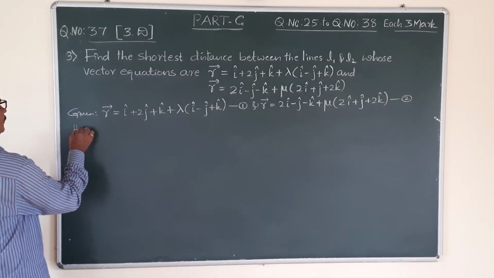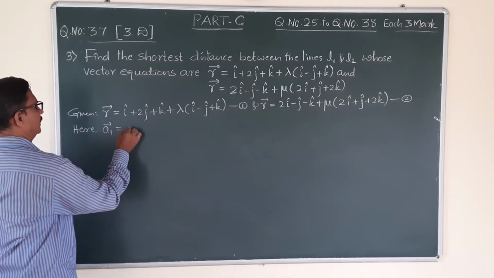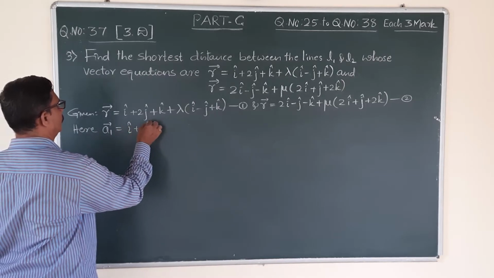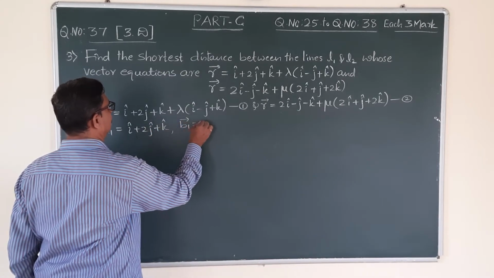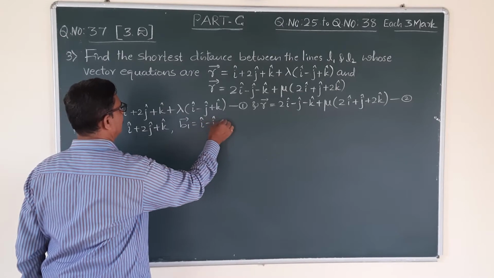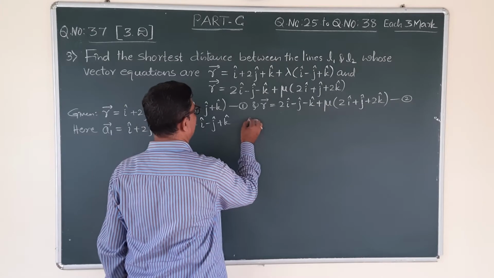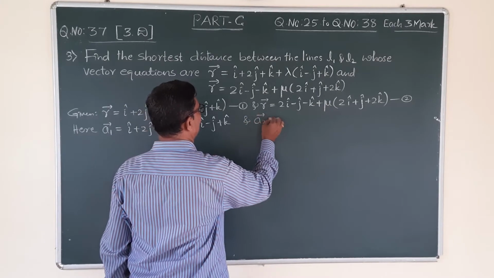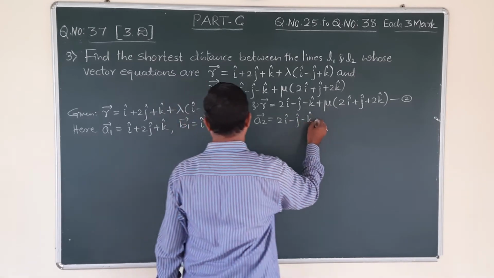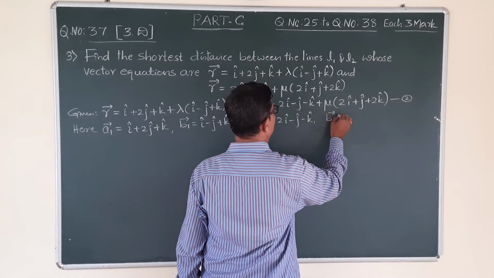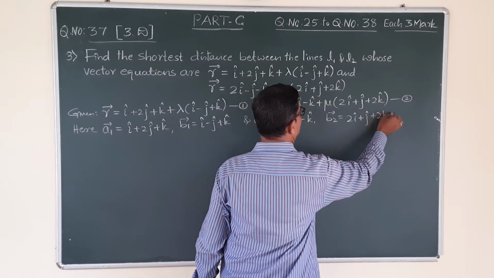Now here the a1 value: a1 is the vector for the first equation, i plus 2j plus k. Then b1 is the vector i minus j plus k. For the second equation of the vector, a2 is equal to 2i minus j minus k, then b2 is equal to 2i plus j plus 2k.